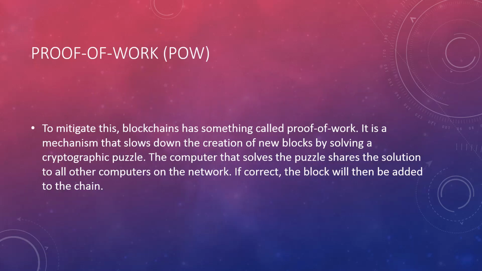Proof of work. To mitigate this, blockchains have something called proof of work. It is a mechanism that slows down the creation of new blocks by solving a cryptographic puzzle. A computer that solves the puzzle shares the solution with all other computers on the network. If correct, the block will then be added to the chain.